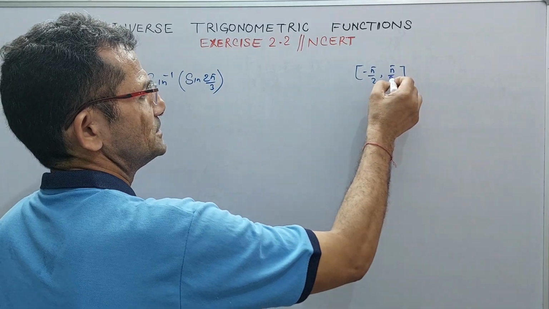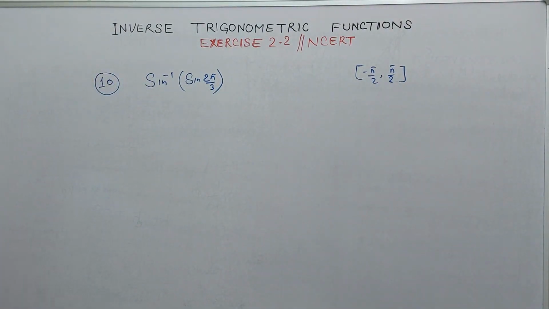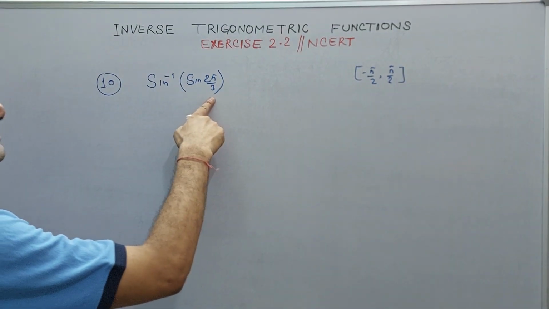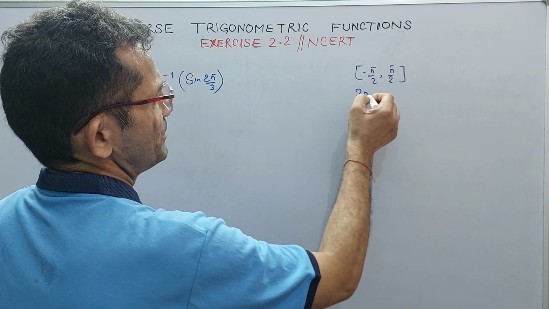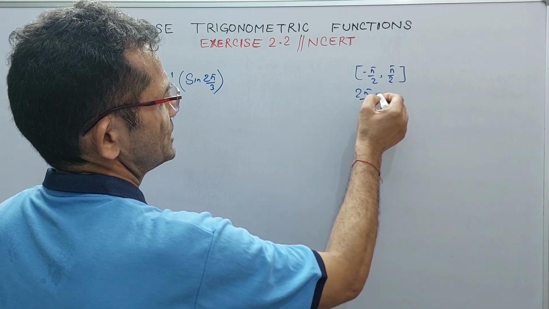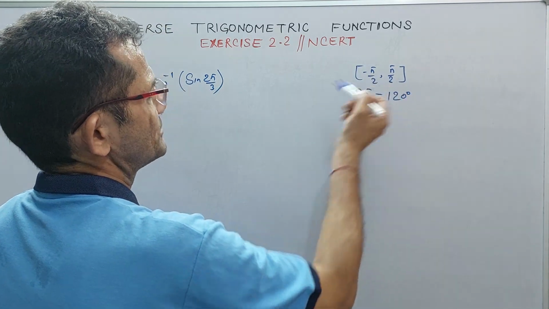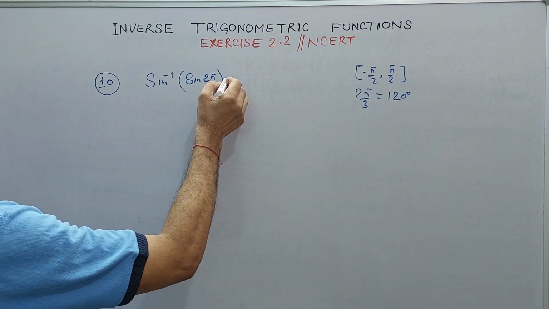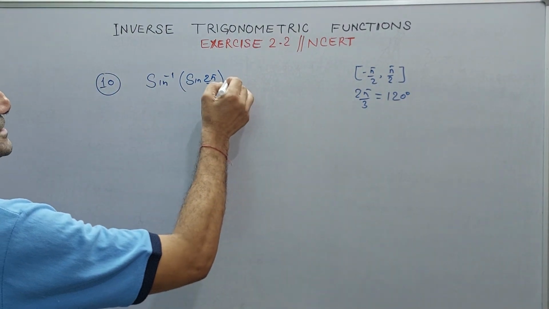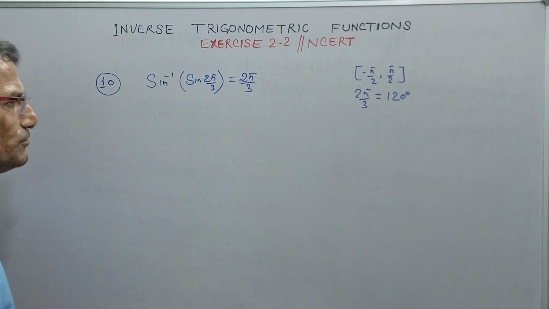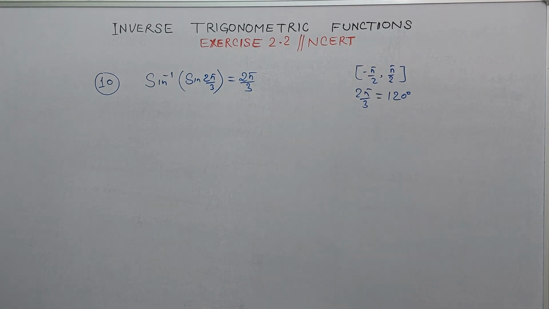So here, sine 2 pi by 3: 2 pi upon 3 is 120 degrees. So 120 definitely comes inside of this range, so we have written this simply as 2 pi by 3. So 2 pi upon 3 will be the answer.